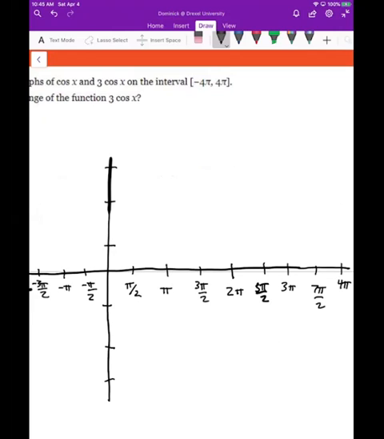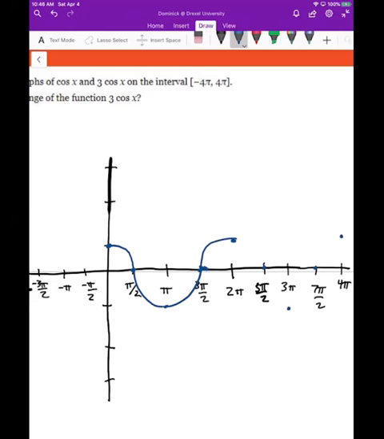But if we graph cosine, we know that at 0, cosine is 1. At pi over 2, cosine is 0. At pi, cosine is -1. At 3 pi over 2, we're back at 0. And at 2 pi, we're at a height of 1. And then, of course, at that point, it repeats. So it goes back to 0 here. It goes back to -1 here. Back to 0, and back to 1. All right, so this right side of the graph will look something like this.